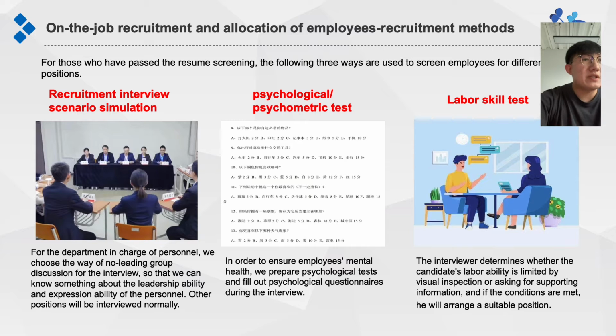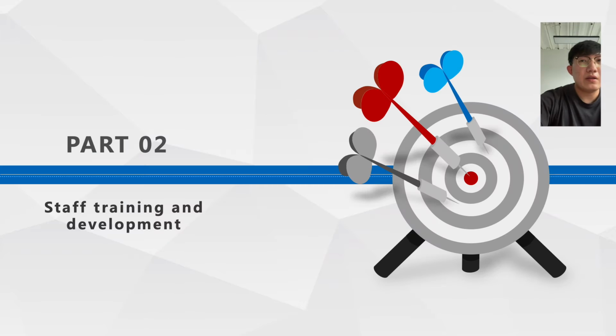And the last is the labor skill test, because it's also very important. The interviewer determines whether the candidate's labor ability is limited by a visual inspection or by asking for supporting information. And if the conditions are met, he will arrange a suitable position. Part 1 is finished, and part 2 is staff training and development.